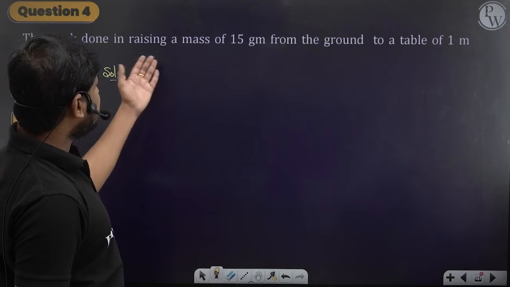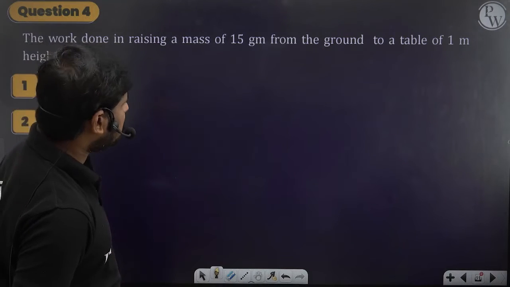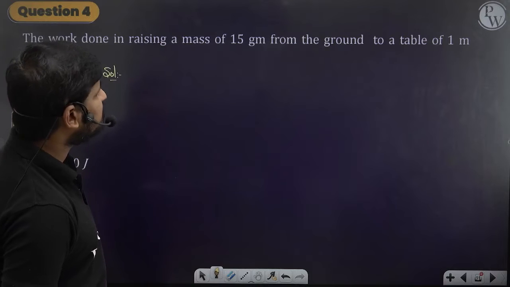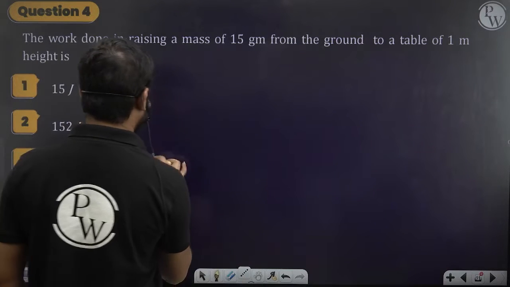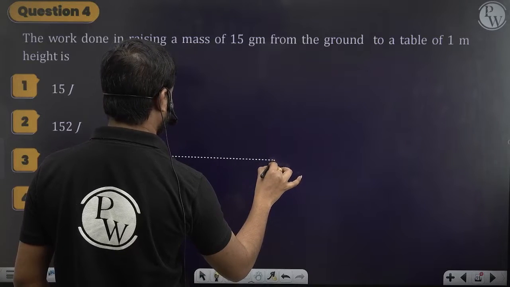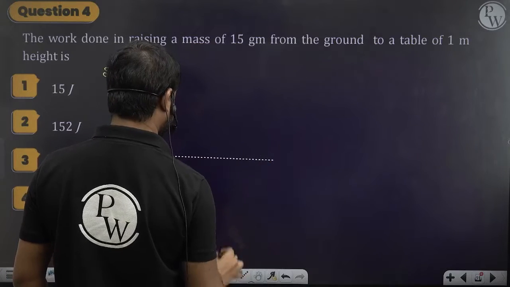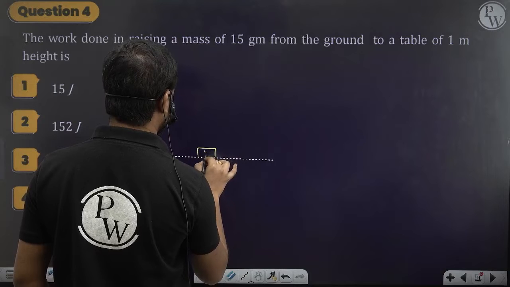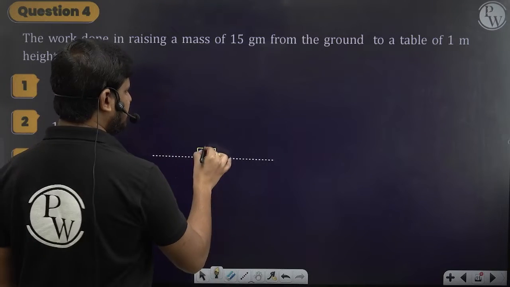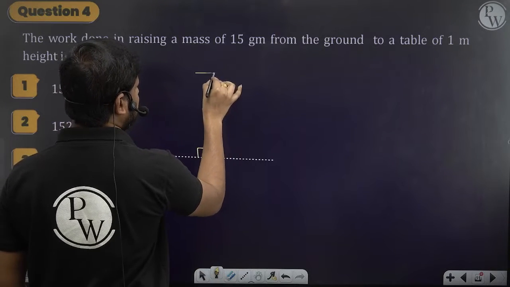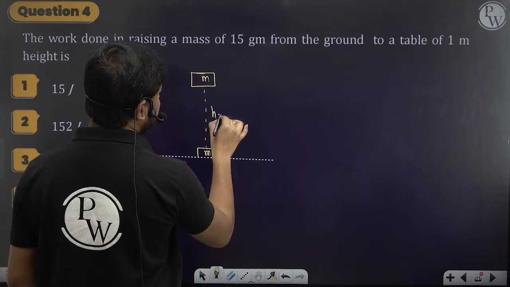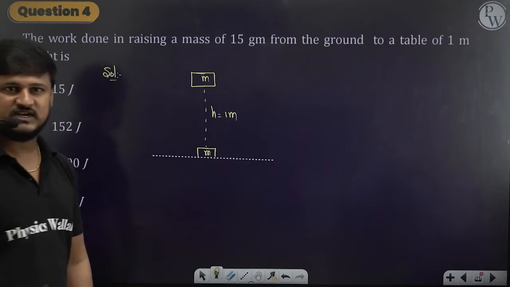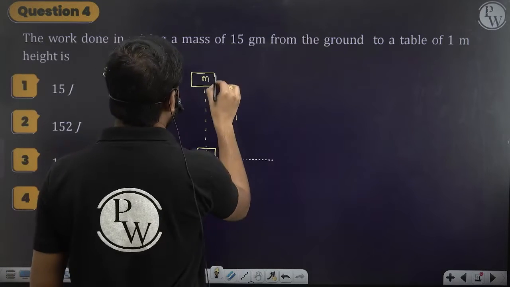The work done in raising a 15 gram mass from the ground to a table of 1 meter height. See here, initially it is on the ground. So this is of mass m. Now it is raised to some height h. How much height? That h is equal to 1 meter, they said. So this is of mass 15 grams.